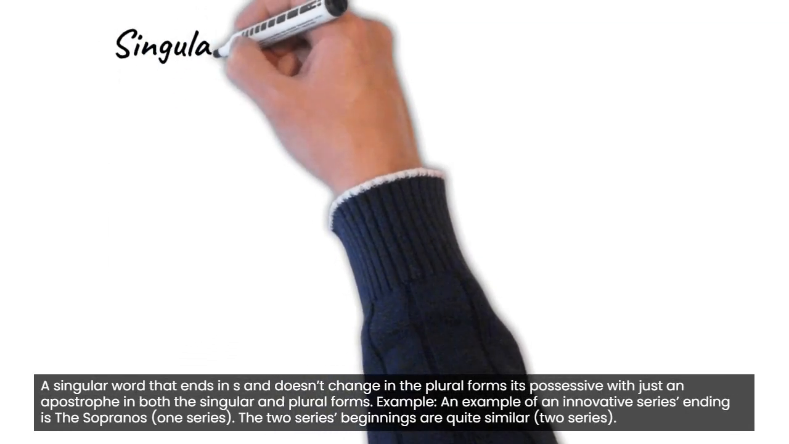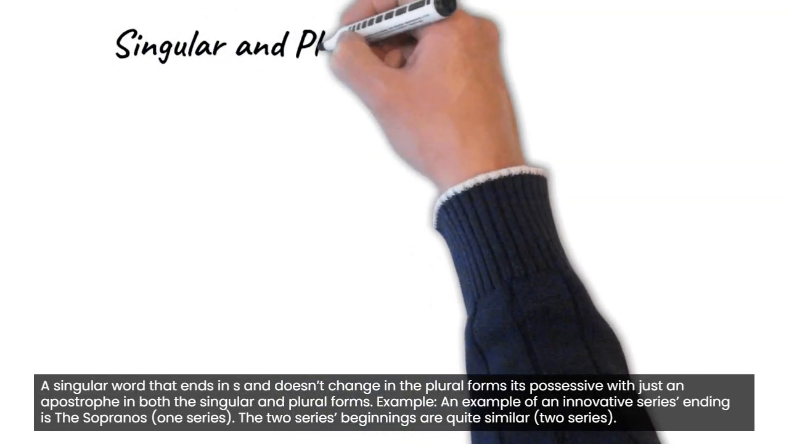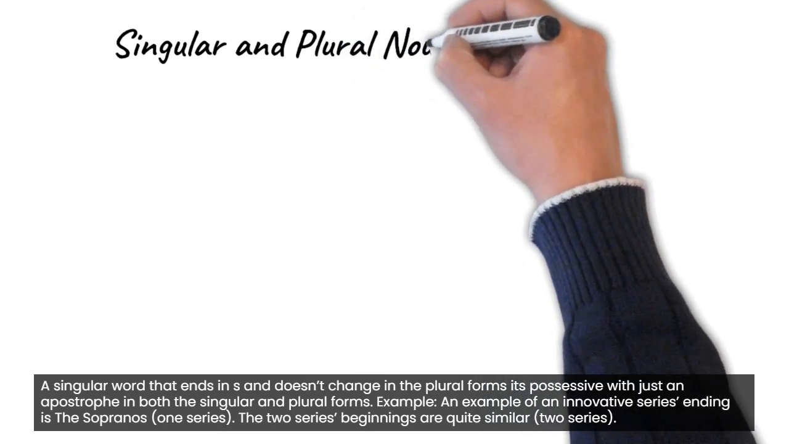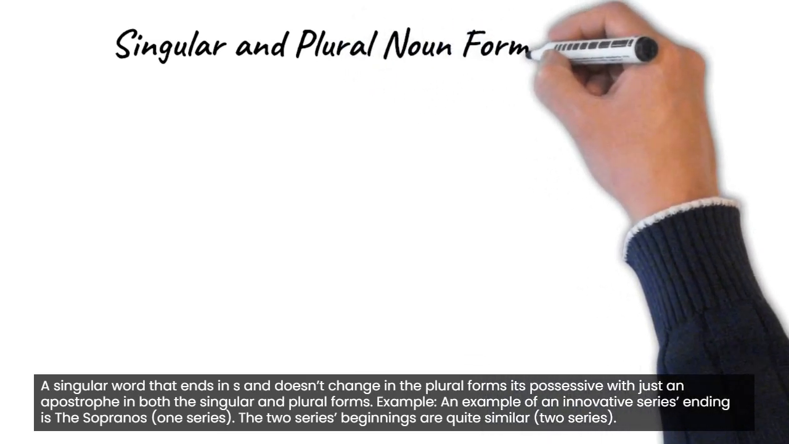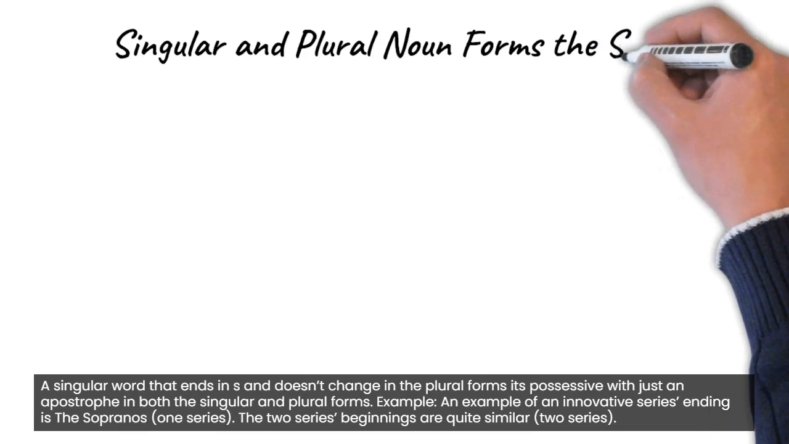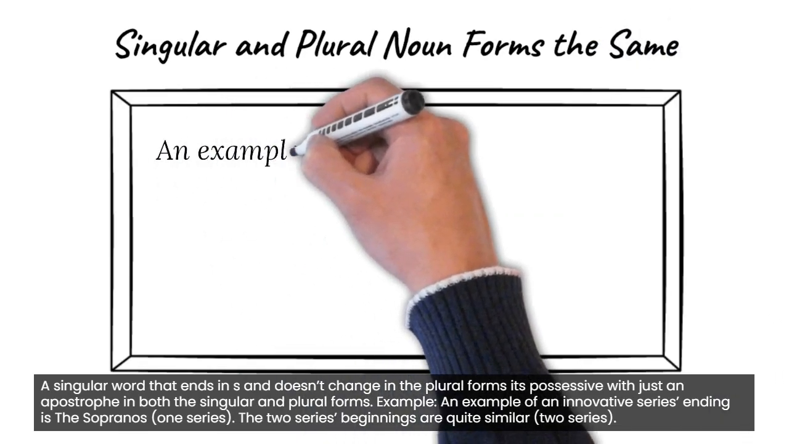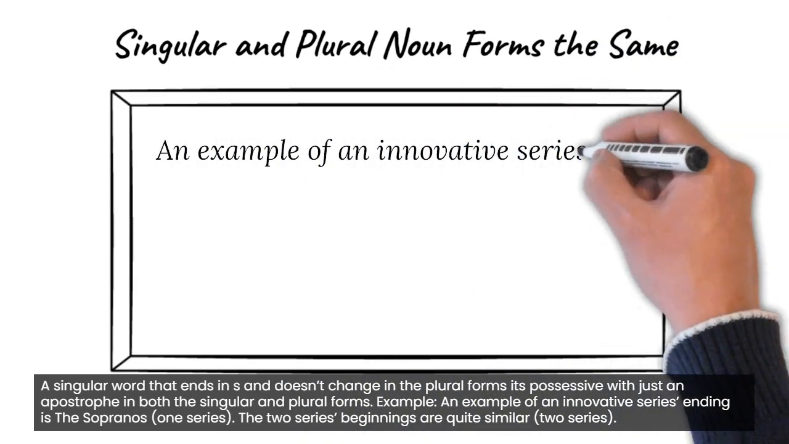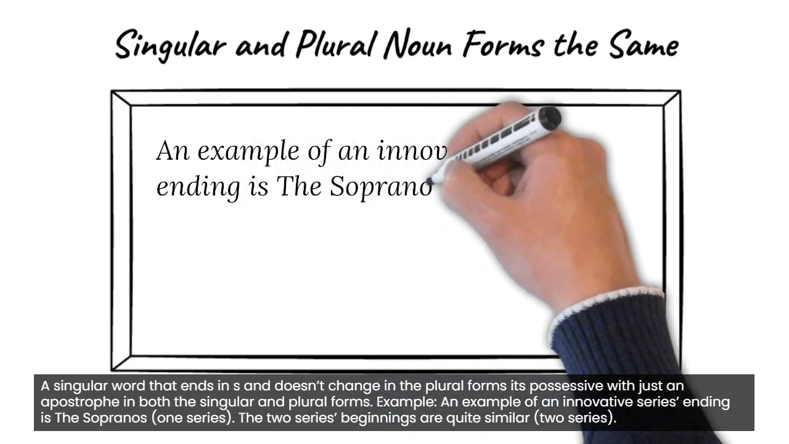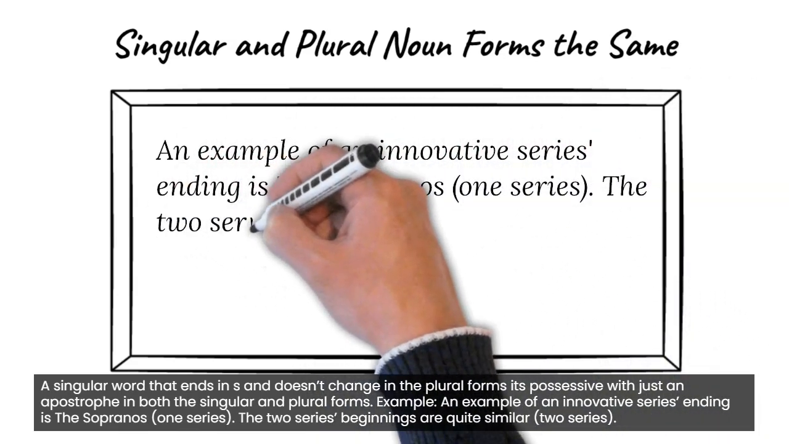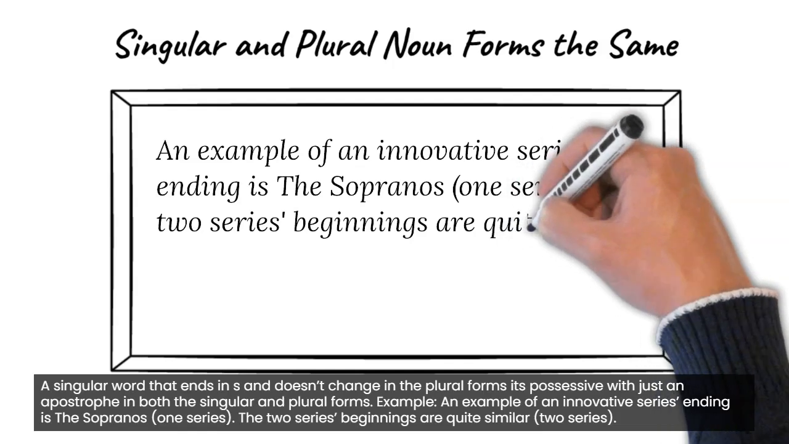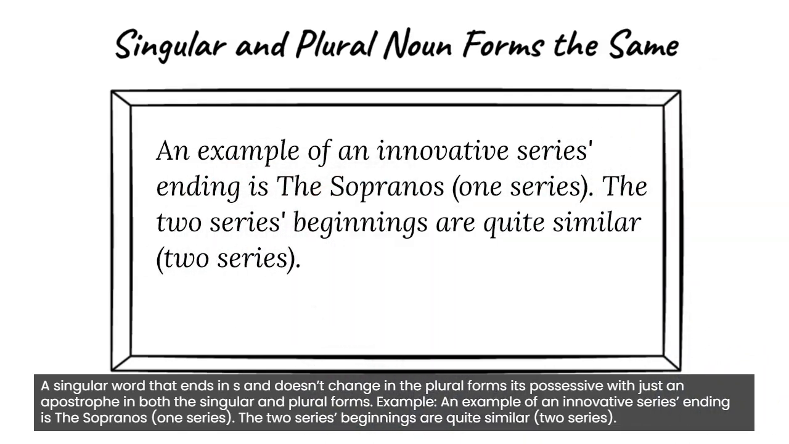A singular word that ends in S and doesn't change in the plural forms its possessive with just an apostrophe in both the singular and plural forms. An example of an innovative series ending is The Sopranos' one series ending. The two series' beginnings are quite similar, two series.